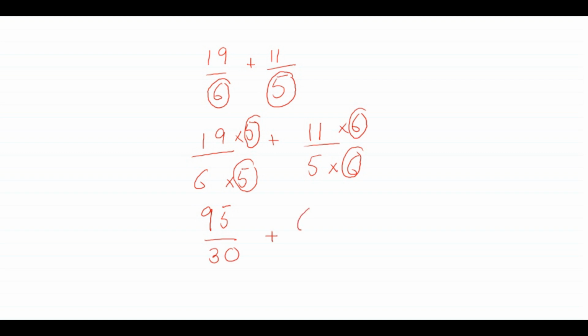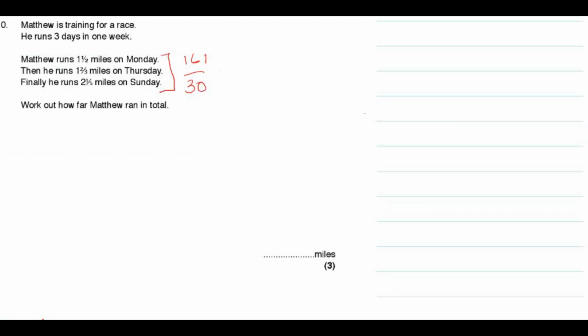11 times 6 is 66, and 5 times 6 is 30. Now what you can do, you can add 95 and 66, which will give you 161, and in the bottom you will get 30. After adding all these fractions, you are going to get 161/30.